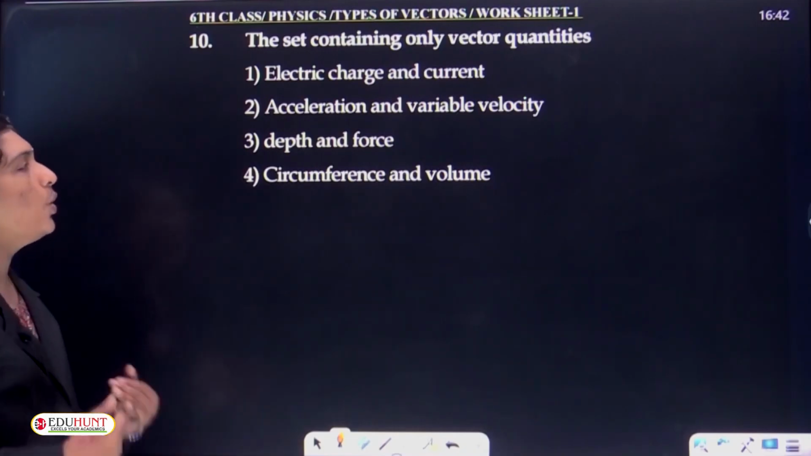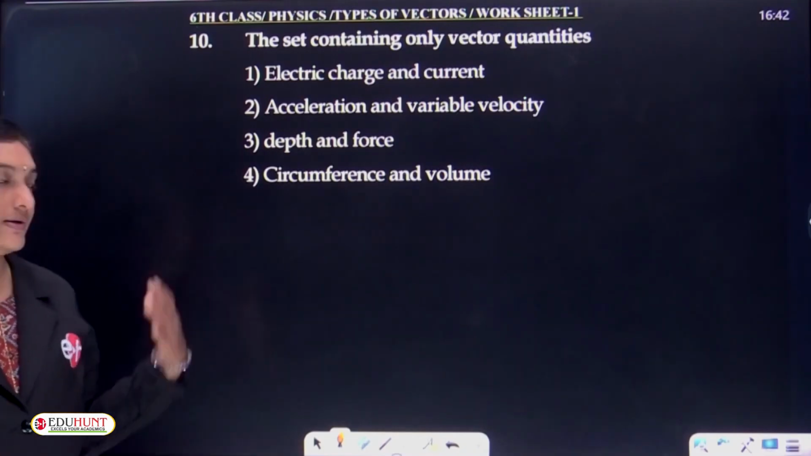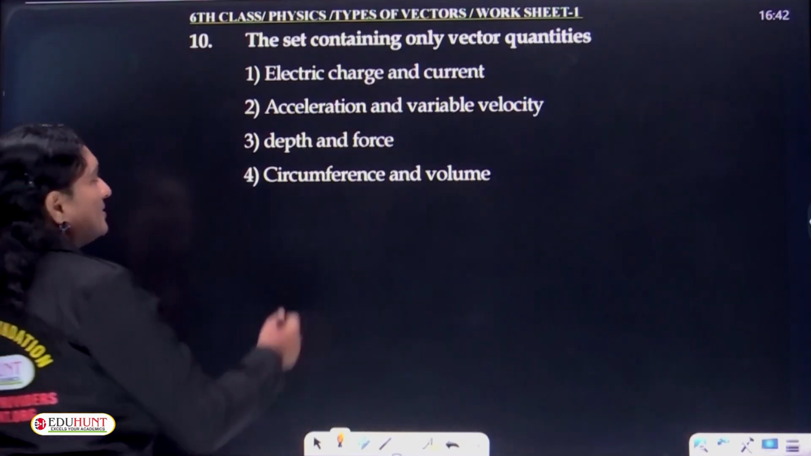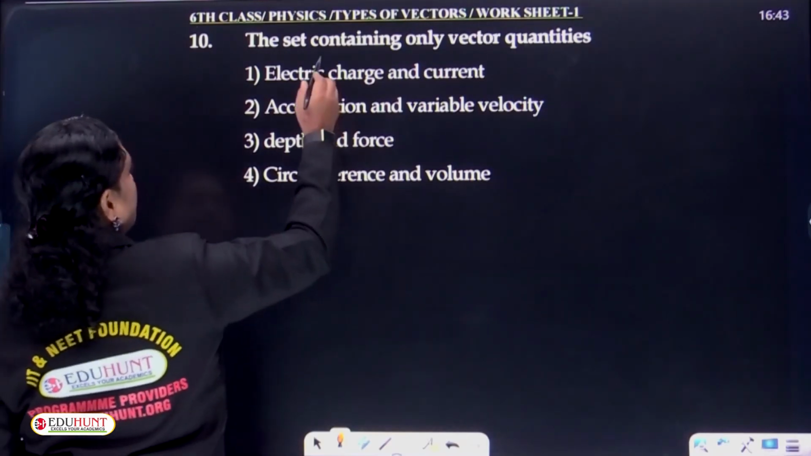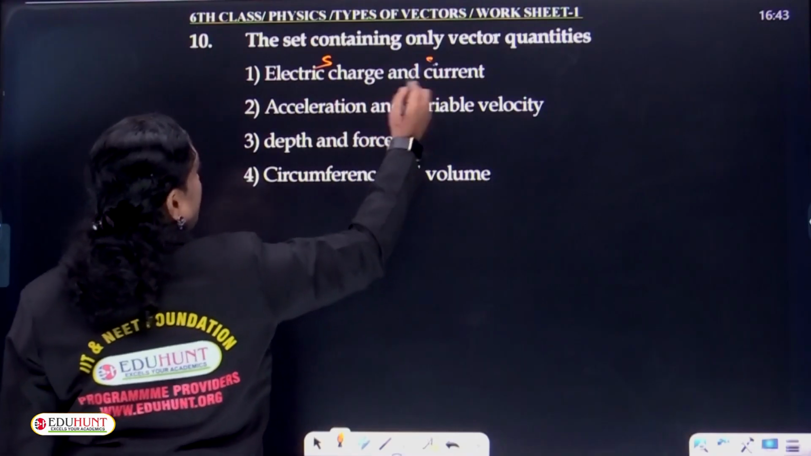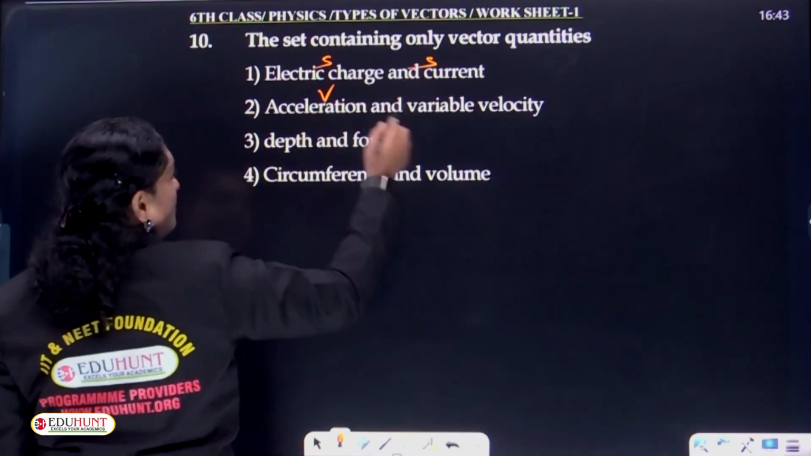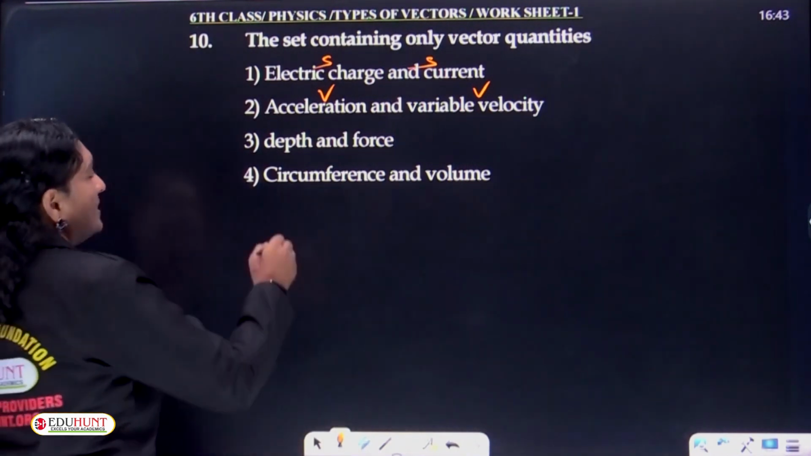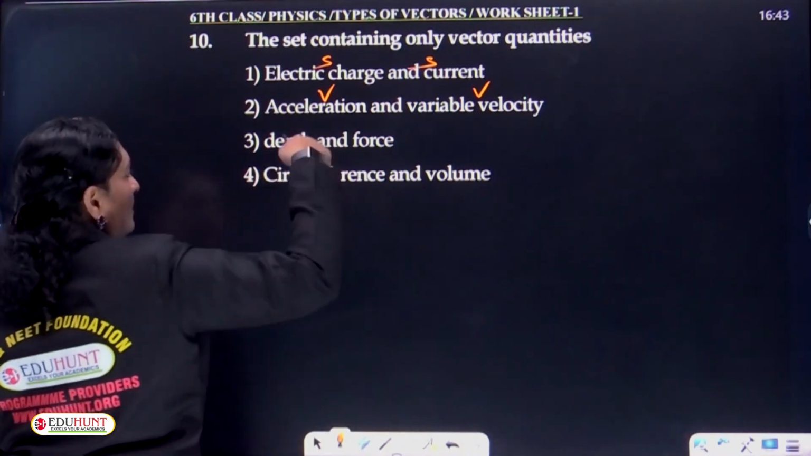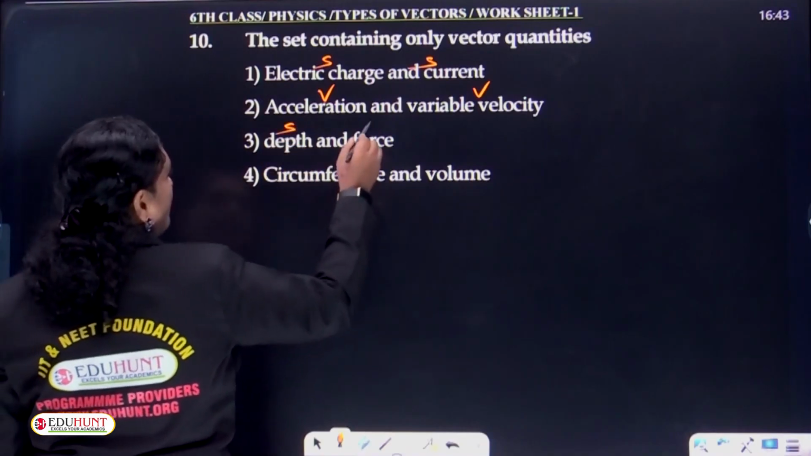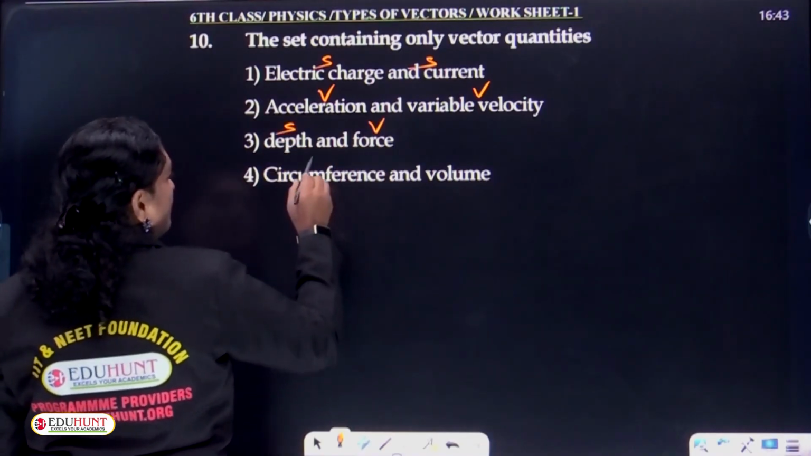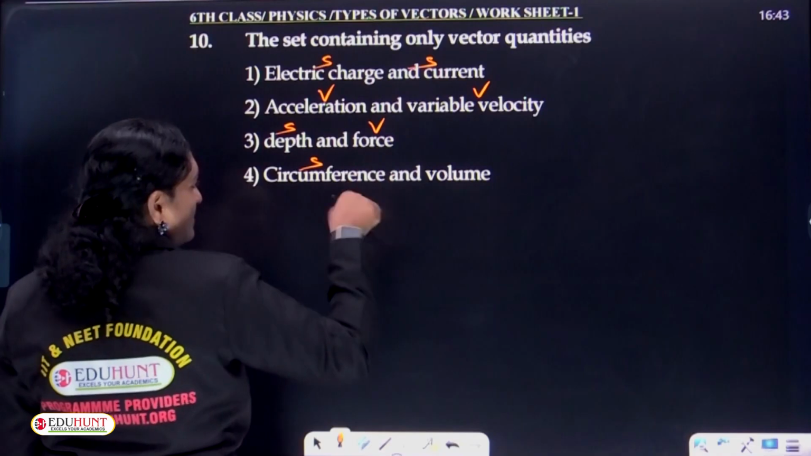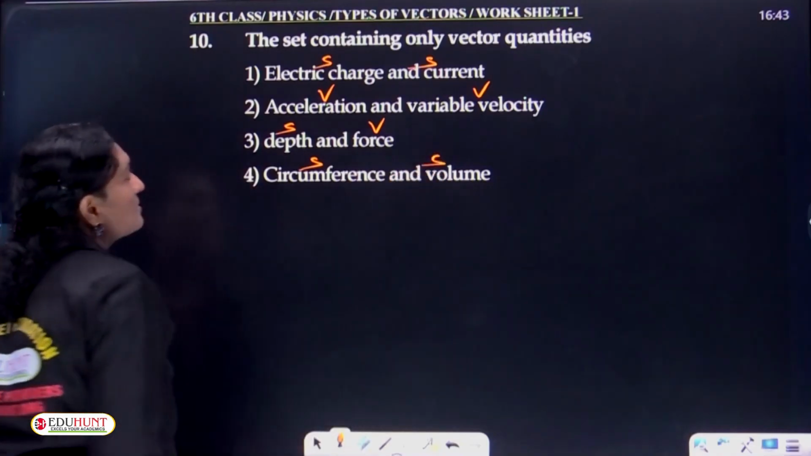The set containing only vector quantities is, first of all again, let us identify this. Electric charge is a scalar quantity, current is also a scalar, acceleration is a vector, variable velocity, whatever be the velocity, it is a vector quantity. Depth indicates only the length, it is a scalar, and force is a vector. Perimeter or circumference is a scalar and volume is also a scalar.